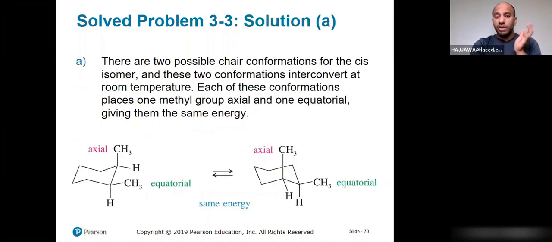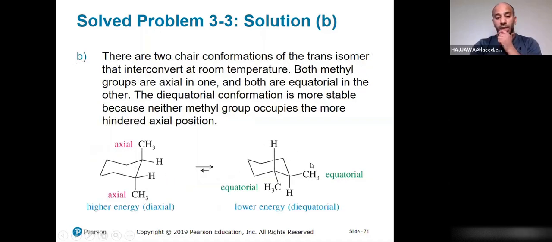Here's another example of another substituted cyclohexane. So we have 1,2-cis-dimethyl. So the two groups basically, one is axial, one is equatorial, one is axial, one is equatorial. So that's why the two structures are going to be the same in terms of energy.